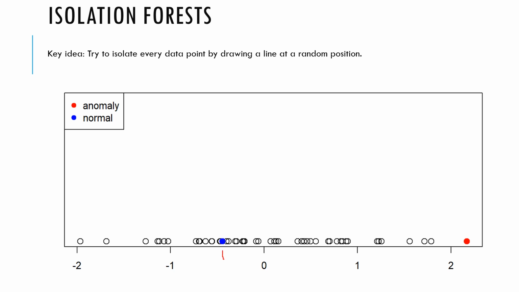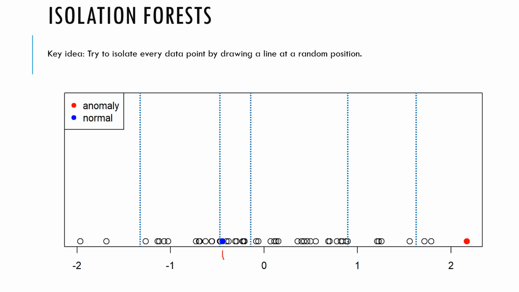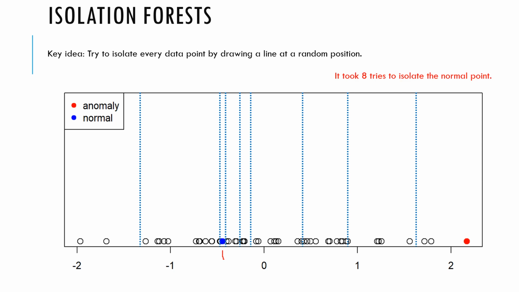Now I will repeat the same procedure but for the normal data point. So I will choose partitions at random, until the selected data point is isolated. In this case, it took 8 tries to isolate the normal point. We need to do this for every data point and record how many tries it took to isolate a particular data point.